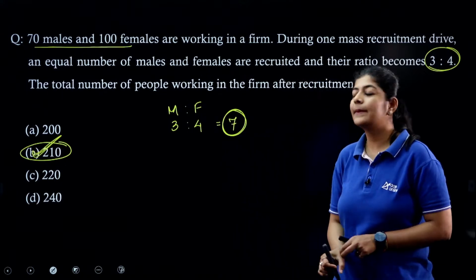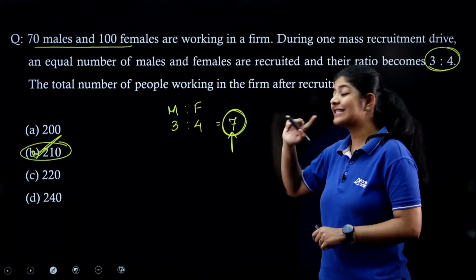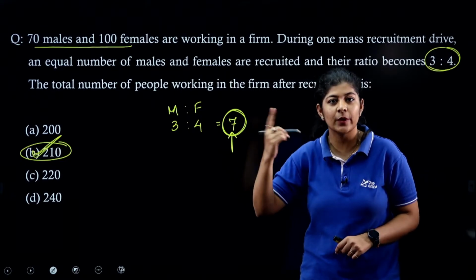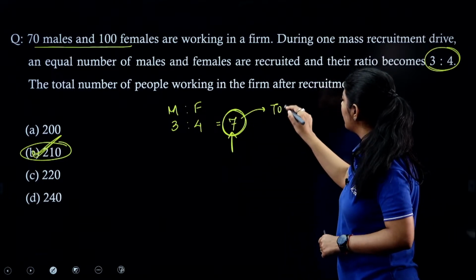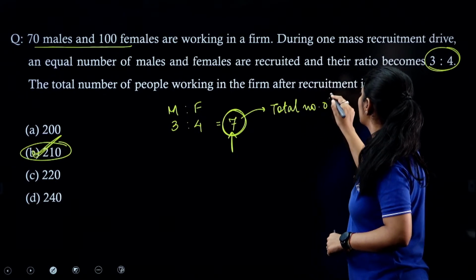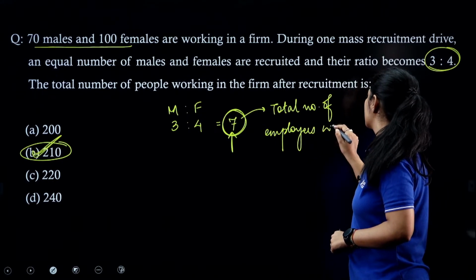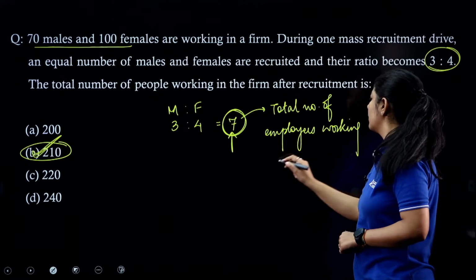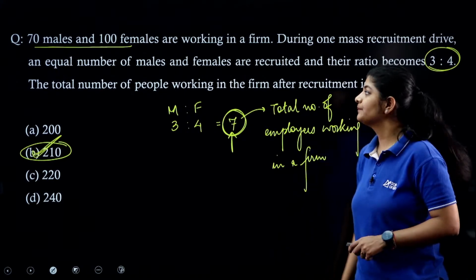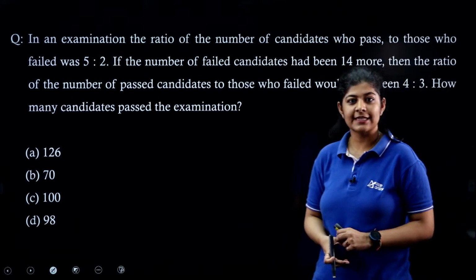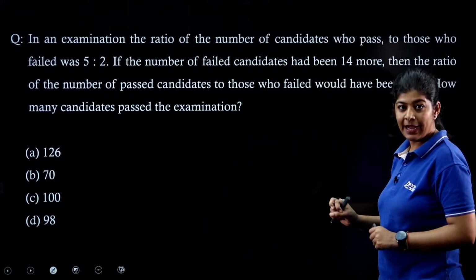Very good, Milind. Option B is the correct one. We only need to check which option is a multiple of 7, as 7 is denoting the total number of employees working in that particular firm. This is what this is showing. This is showing the total number of employees working in a firm. Right?